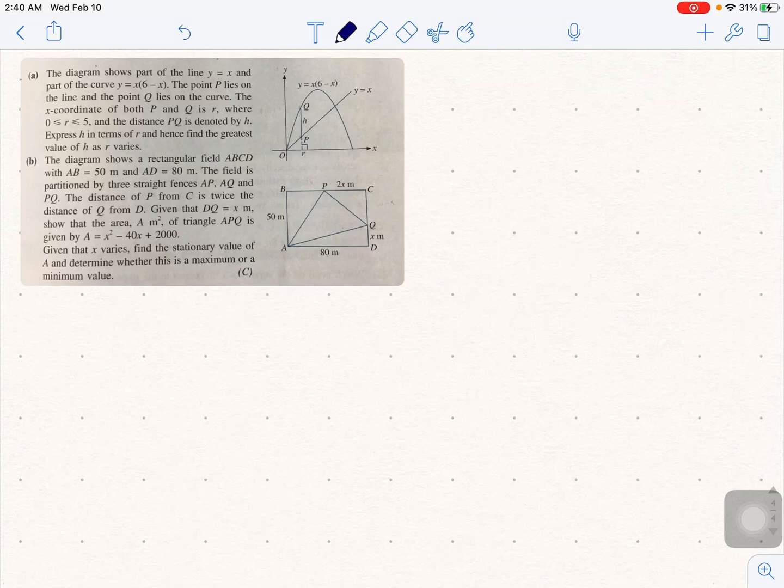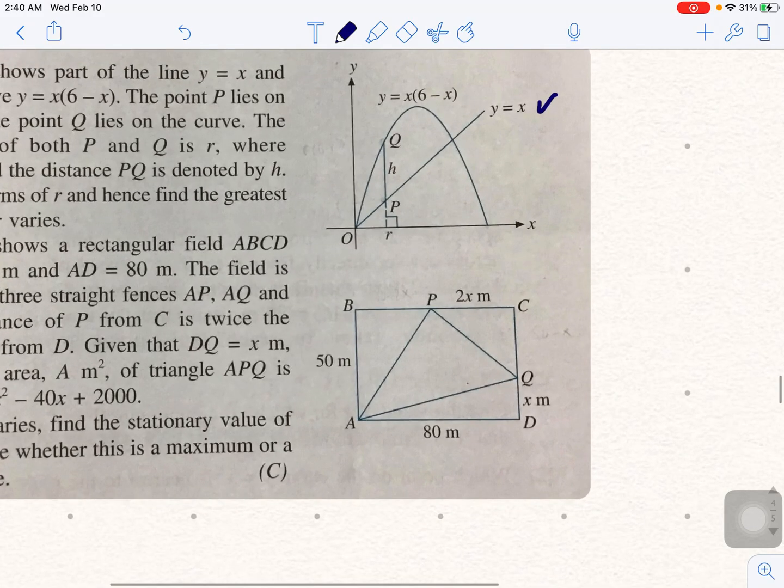The diagram shows part of the line and curve. The point P lies on the line and the point Q lies on the curve. So let's look at this. Point P, the x coordinate is r, so I know that this is going to be r as well. How? I can just put it into this because P lies on the line.